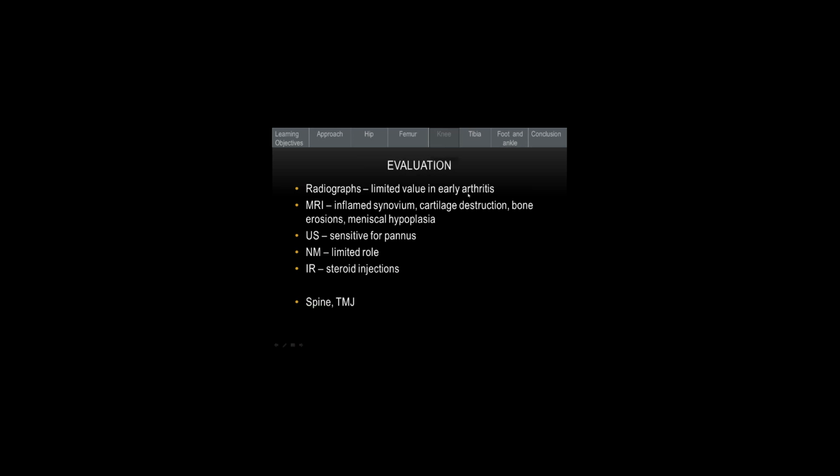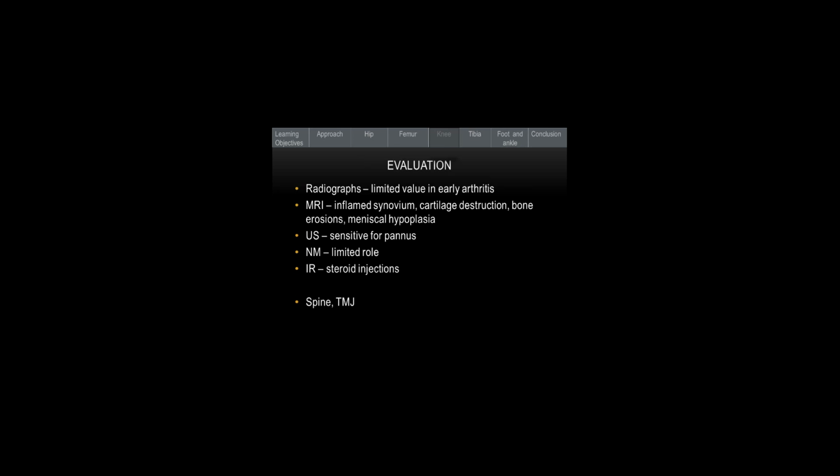Radiographs in early arthritis are not that helpful, but they are a very common examination for us to do for imaging of juvenile idiopathic arthritis to determine chronicity and also to determine course. An MRI can help with determining whether there's inflamed synovium, cartilage destruction, bone erosion, and other changes such as meniscal hypoplasia in the knee. Ultrasound is very sensitive for pannus.